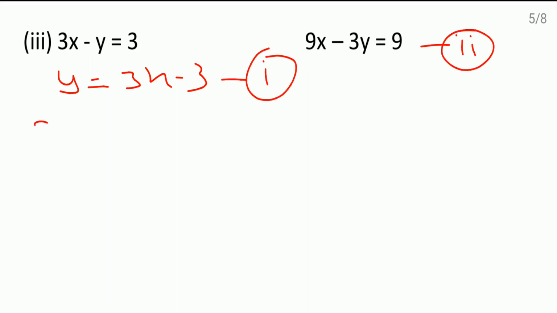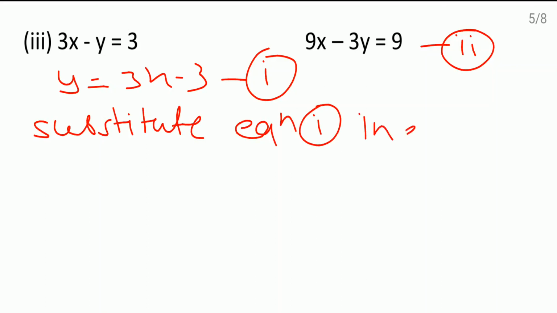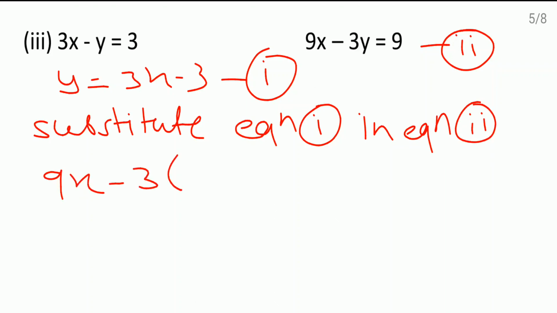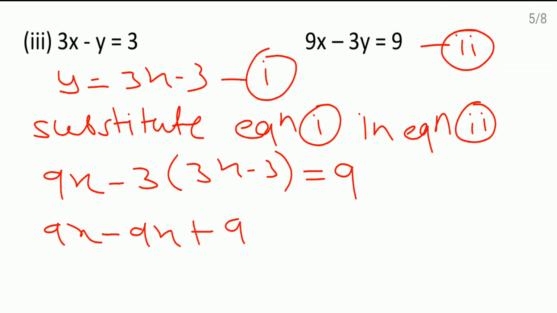So we'll write down: substitute equation 1 in equation 2. So now here, 9x is there, so 9x as it is minus 3 times the value of y. The value of y I'll substitute here: 3x minus 3, which is equal to 9. So 9x minus 9x plus 9 equals 9. Minus 9x and plus 9x got cancelled. So 9 is equal to 9.